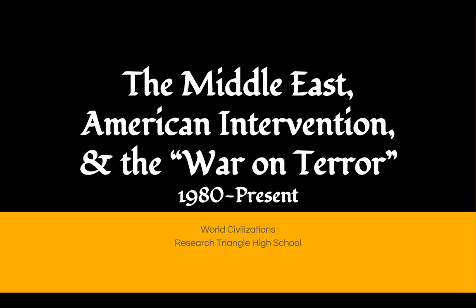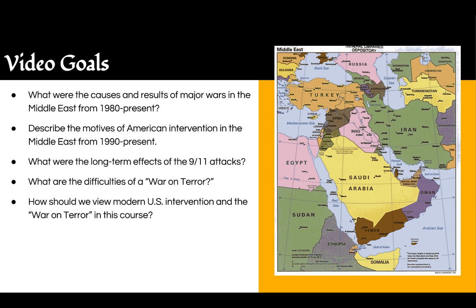If you notice, it's 1980 to the present, so let's look at some of our video goals and talk about some of the problems we have in assessing this time period in this region. So what were the causes and results of the major wars in the Middle East from 1980 to present? Well, we can look at some of these, but ultimately, for example, the war in Afghanistan is still ongoing, and the war on terror, which the United States carries out mostly through strikes in this region, again, very problematic as that is ongoing. We also want to describe the motives for American intervention from 1990 to present.